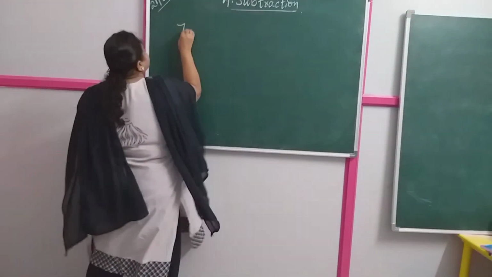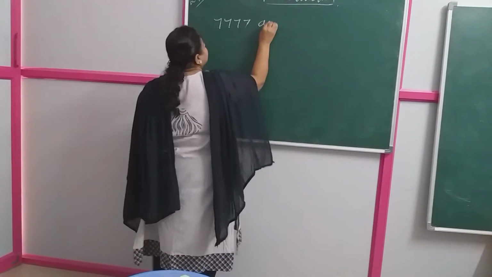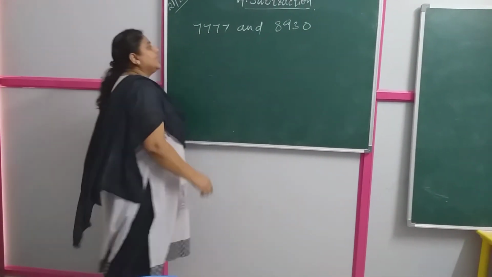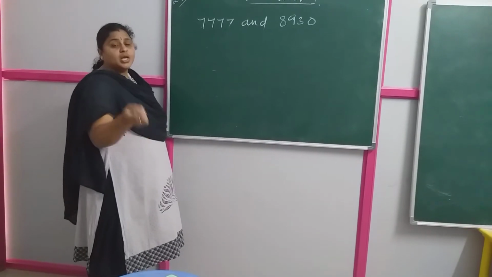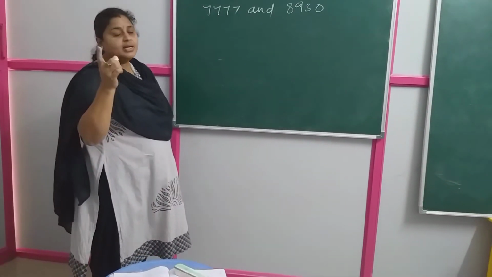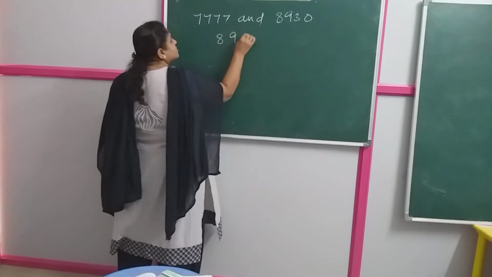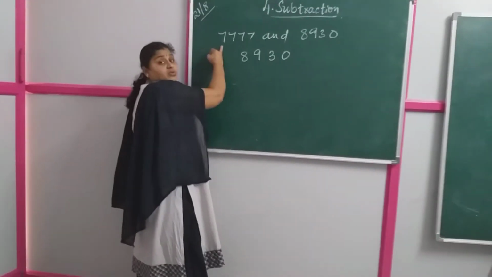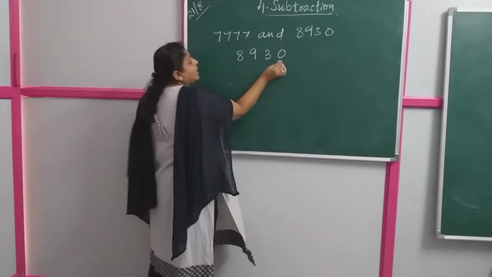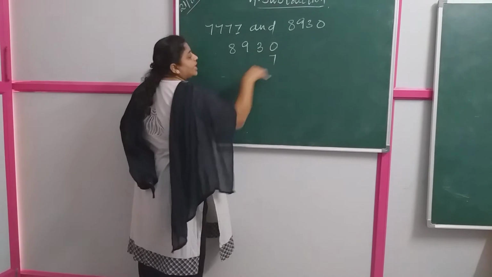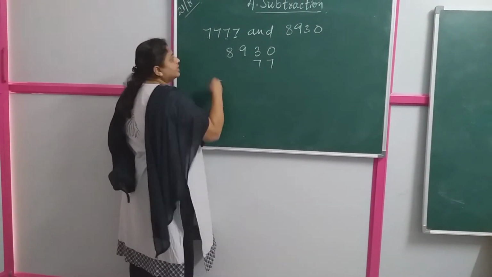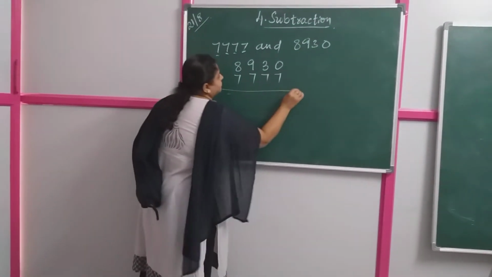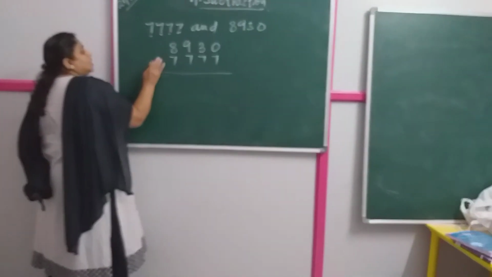Now subtract 7,777 from 8,930. Okay. Now which is the bigger number in these two? 8,930. Come on, let us take 8,930. Right. From that we have to remove 7,777. Come on, write 7 under 0, another 7 under 3, another 7 under 9, another 7 under 8. Alright, now let us subtract.